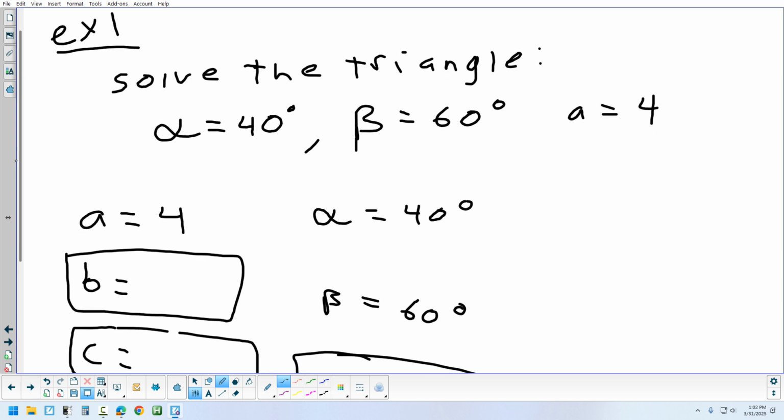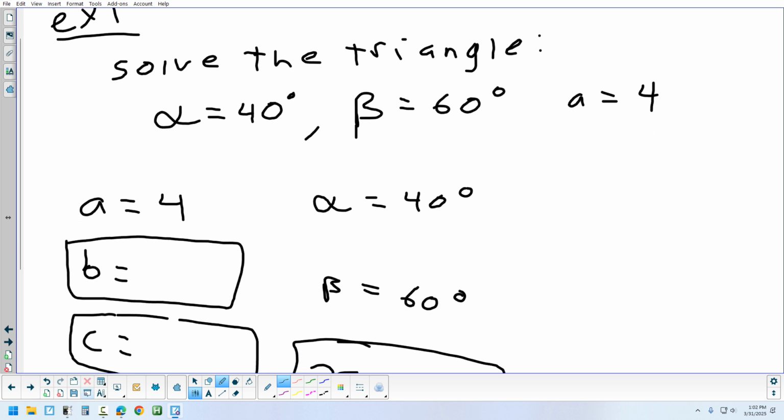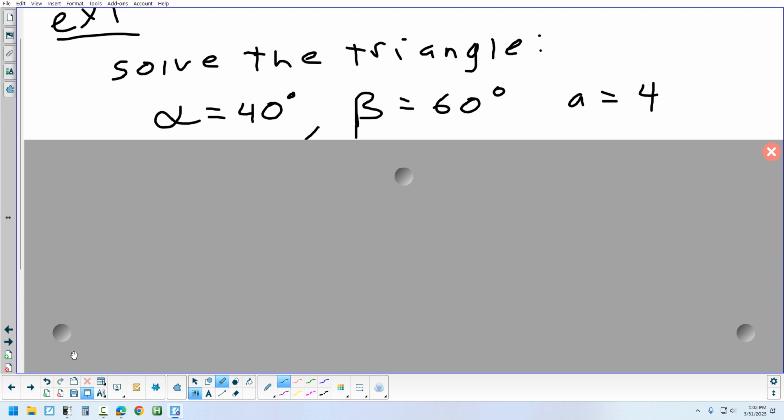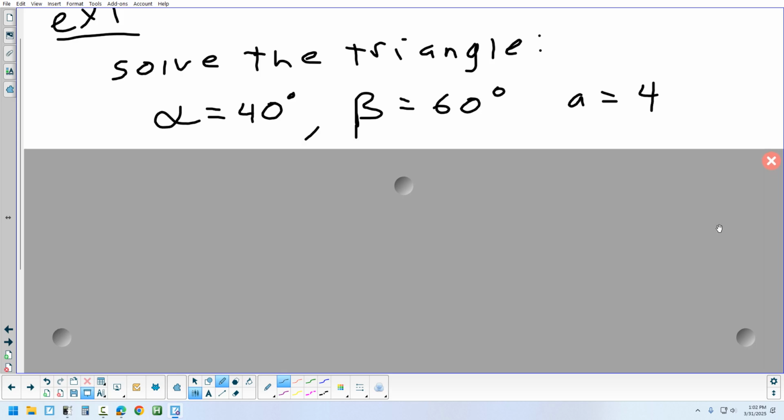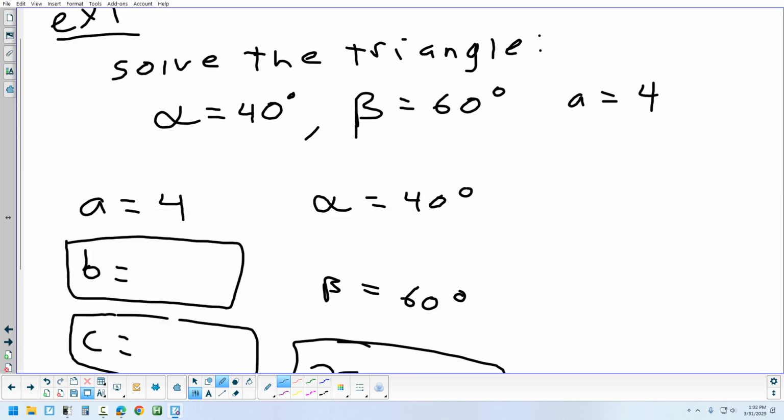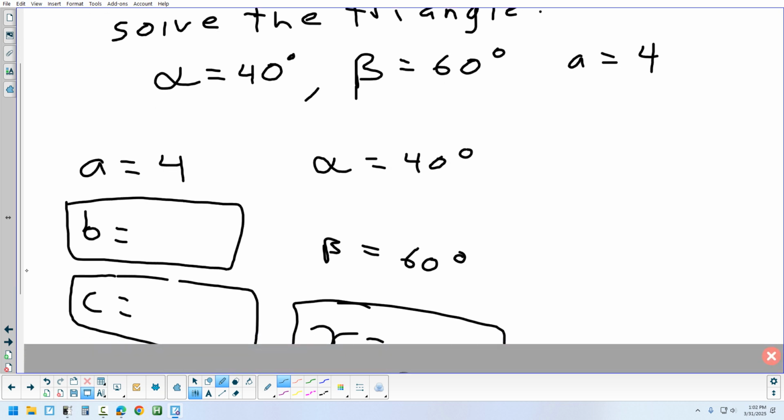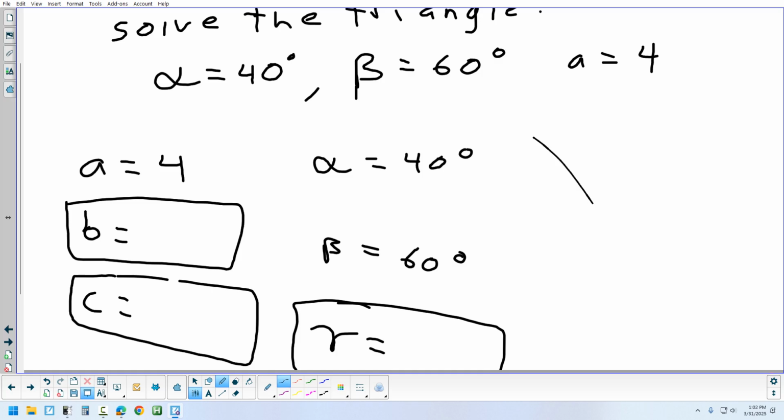All right, so let's try this one. They gave us 3 pieces of information. Alpha is 40 degrees, beta is 60, A is 4. What's the first thing we want to do with all of that? Put it into a chart. Yeah, so we can put it into our table, which I've done for you right there. And the other thing we want to do with this information is what? You can either make the chart first or do this first. Draw a triangle. Yeah, let's make a triangle out of it.